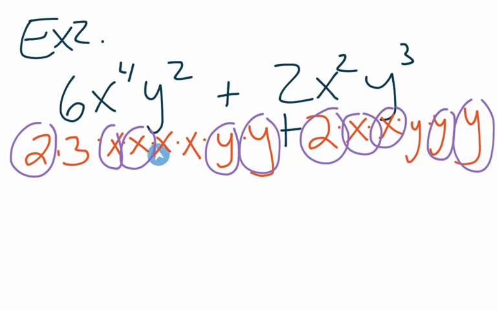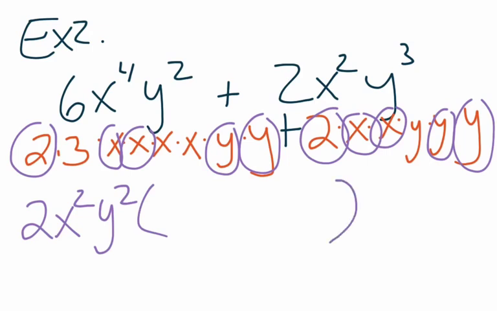So the greatest common factor is going to be all of that put together. It's going to be 2 and then an x squared and then a y squared. 2x times x is x squared. Again, if you're wondering where I got that from, I got it from right here. And then y times y is y squared.